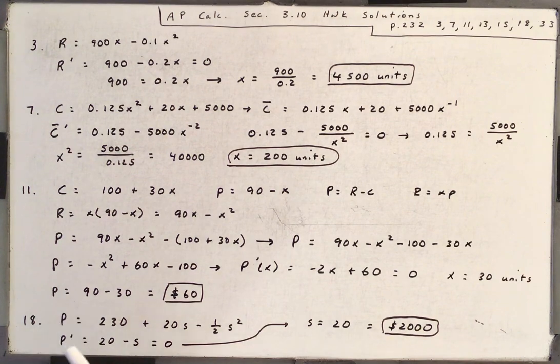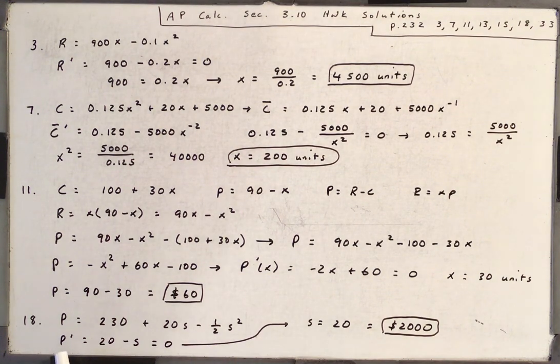And then let me skip ahead to number 18. It's so short. 18, we have the profit as, and our S value is advertising dollars. So it's asking what amount of dollars spent on advertising will maximize profit.